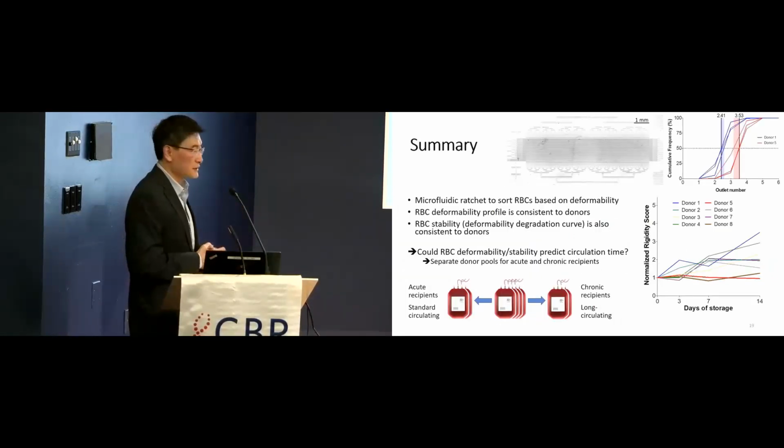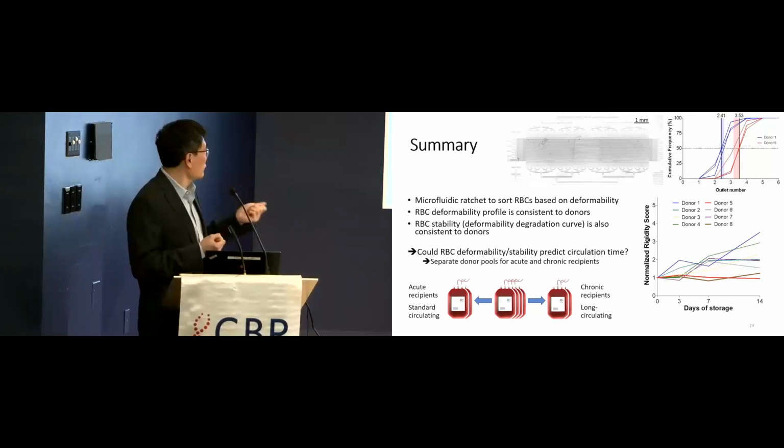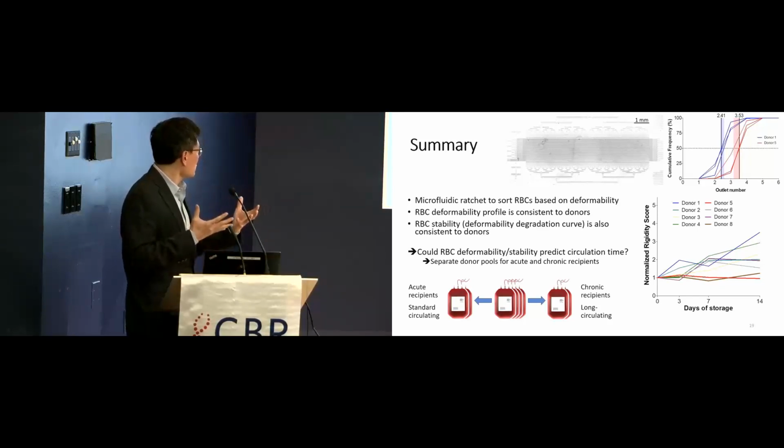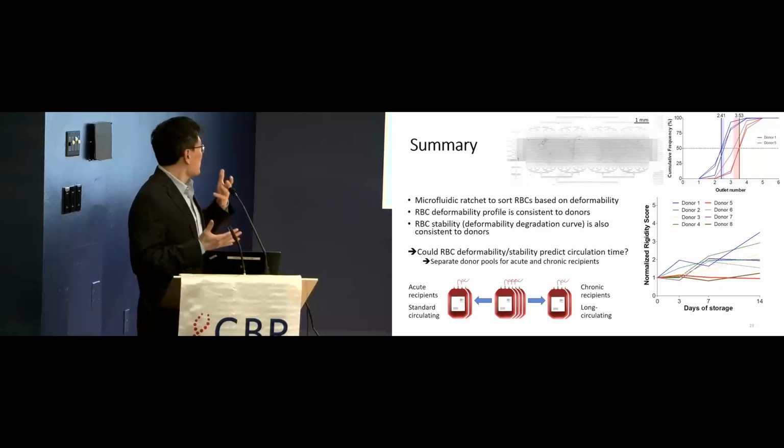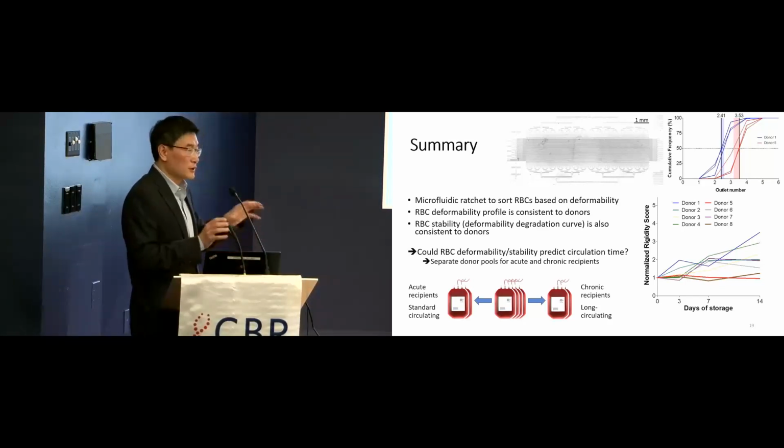So I'll sum up here. Basically we have this mechanism for sorting red blood cells to measure their deformability. And it seems like the deformability profile is consistent to the donor. And also the stability of the red cells, or how that deformability changes, is also consistent. Okay, and so if we can answer this question of whether we could predict circulation time using some kind of parameter, whether it's deformability, stability, or even images of red cells, then we can create separate pools for chronic recipients and acute recipients, and that could dramatically improve the outcomes for chronic recipients.